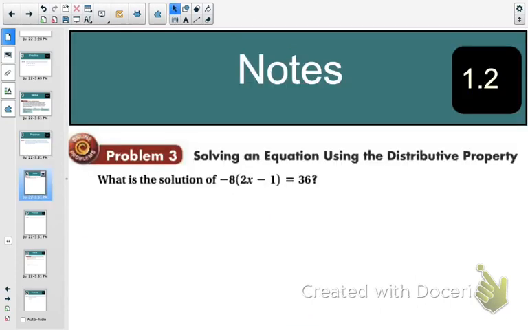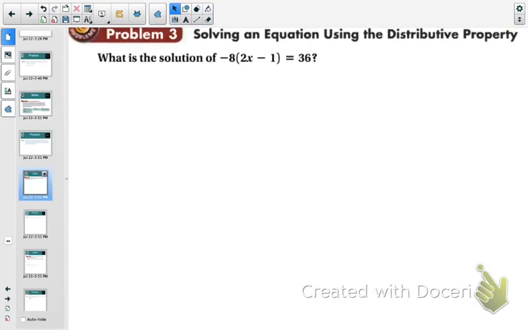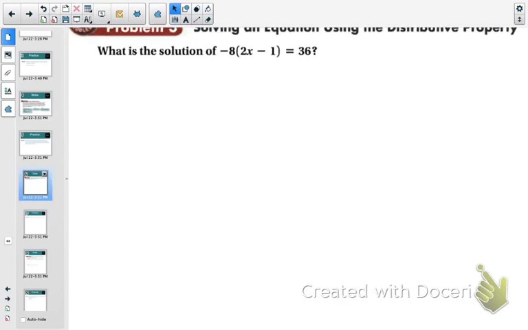Alright, next. Okay, solving an equation using the distributive property. So if you remember correctly, the distributive property says that we're going to take what's outside the parentheses, this negative 8, and distribute it to everything inside the parentheses. So to the 2 and to the minus 1. So negative 8 times 2x gives us negative 16x. Okay, we're multiplying it into there. Negative 8 times negative 1, I'm going to treat that as a negative 1 just to simplify things a little bit, is positive 8, so that becomes plus 8 equals 36.